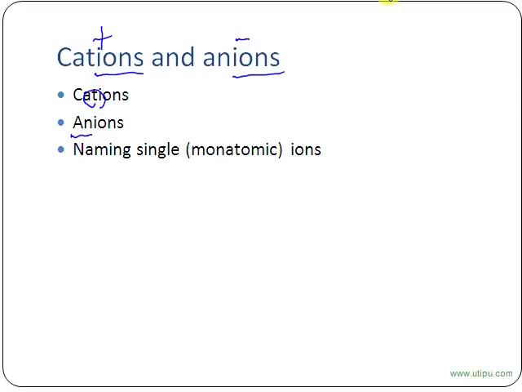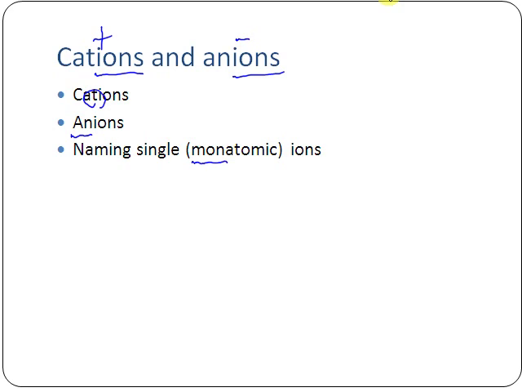Now, whenever we have cations and anions, in order to name them, if we have just one element that's become an ion, it's considered to be single, or monatomic. The root here is like a monocle, a glasses thing that has only one lens. Mono is one, so we're talking about naming single ions. The rules are different depending on whether it's a cation or an anion.